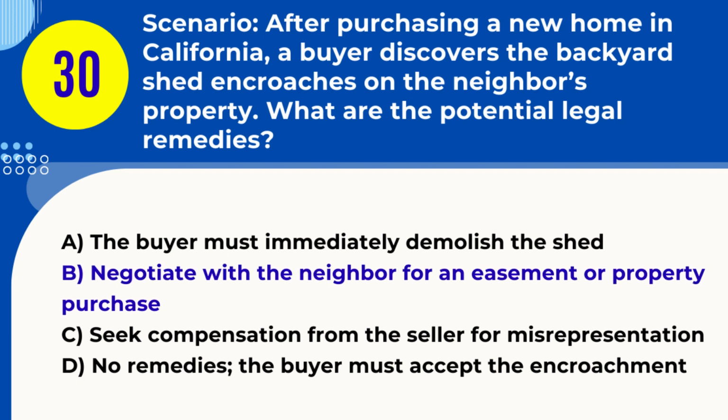Answer. B. Negotiate with the neighbor for an easement or property purchase. Explanation. If a buyer in California discovers a property encroachment, such as a shed on a neighbor's land, potential legal remedies include negotiating with the neighbor for an easement or purchasing the encroached land. Seeking compensation from the seller is also an option.